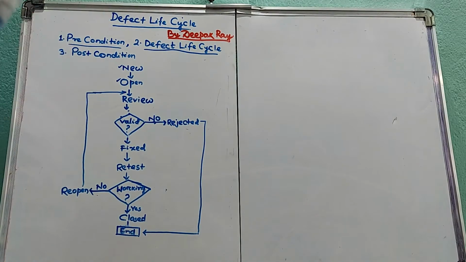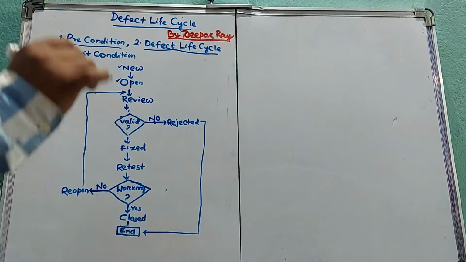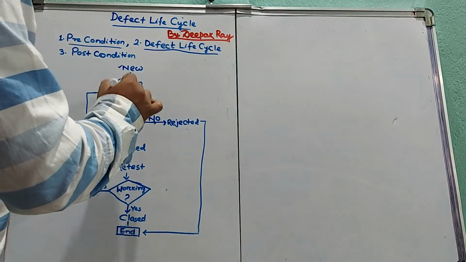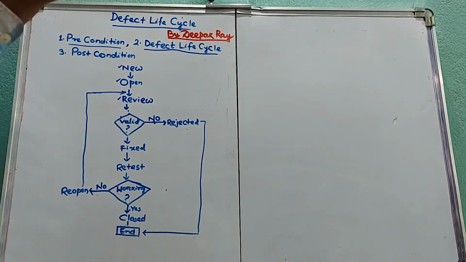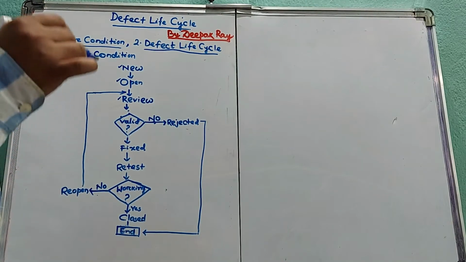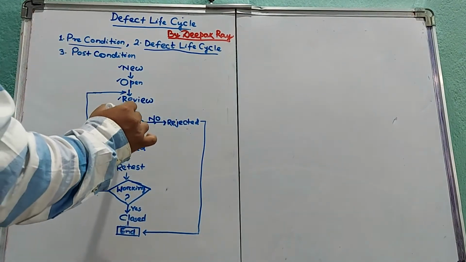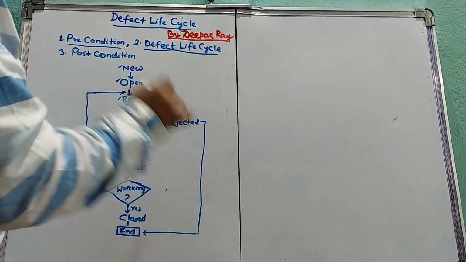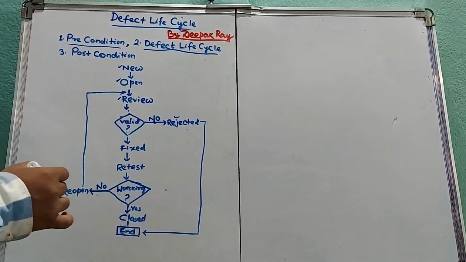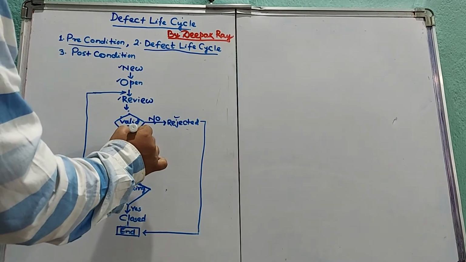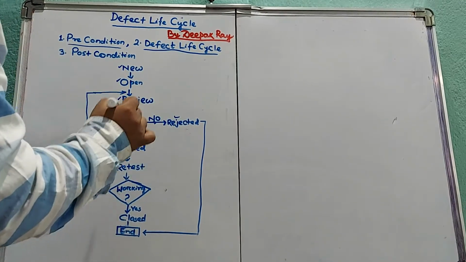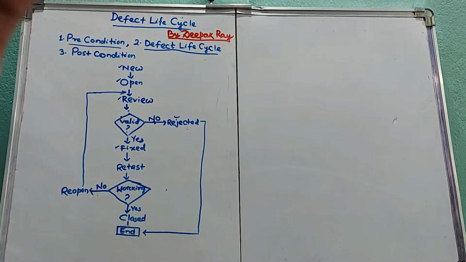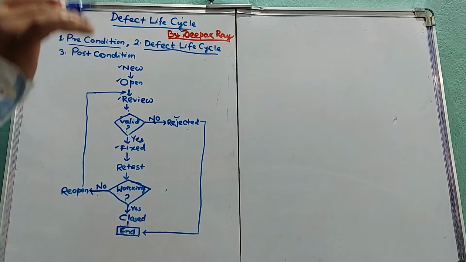Once the defect is assigned to a developer, the developer looks into the defect and makes the status review. During his review, he determines whether it is valid or not. If it is not valid, then he will reject the defect. If he finds yes, it is a valid defect, then he will fix it in the development environment and do one round of verification.